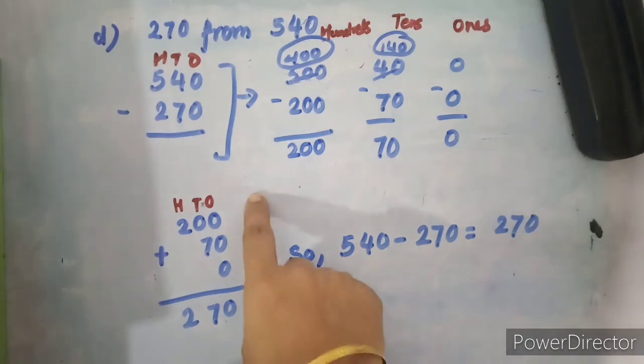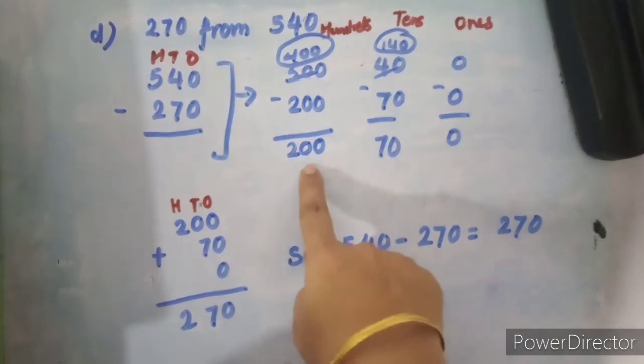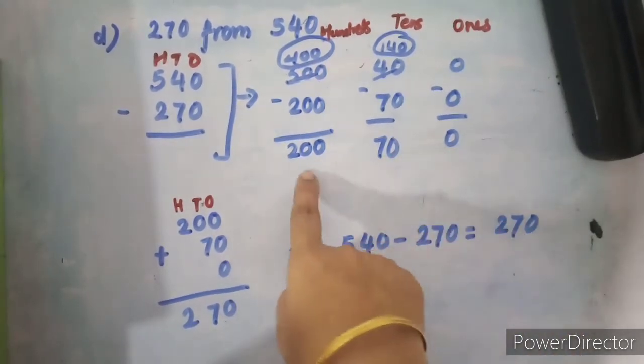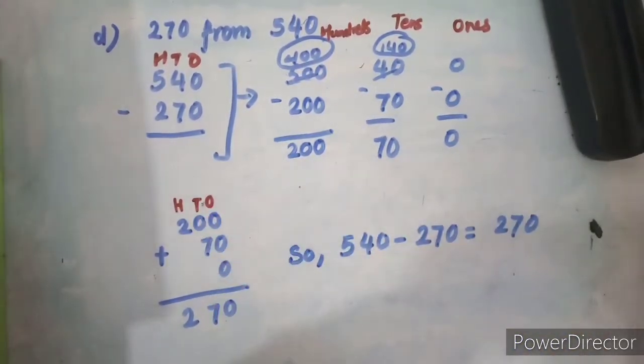Okay, so after finding out the differences, just write the differences and add them. After addition you get the sum as 270. So the final answer is 540 minus 270 will give you 270.